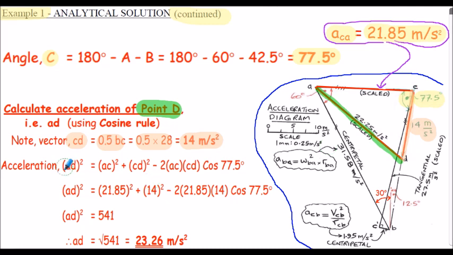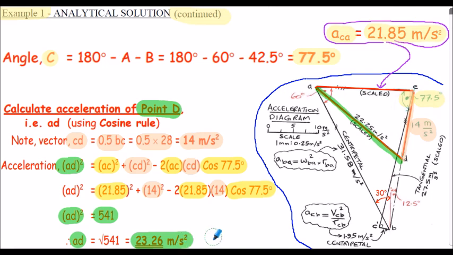So from the cosine rule, AD squared is equal to AC squared plus CD squared minus 2 multiplied by AC multiplied by CD multiplied by the cos of angle C. Inserting the values, AD squared evaluates to 541, and square rooting both sides, the length of AD is 23.26 meters per second squared. We calculated 22.25 meters per second squared from our graphical method.